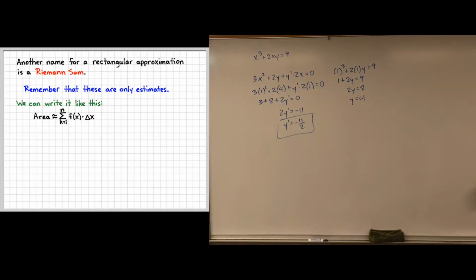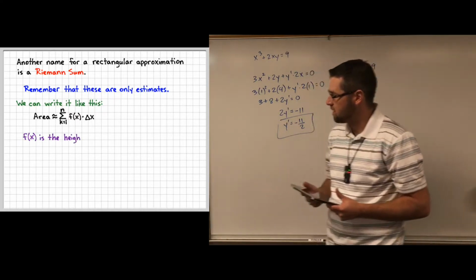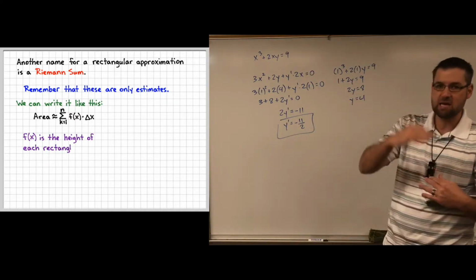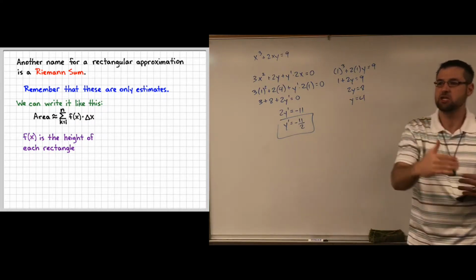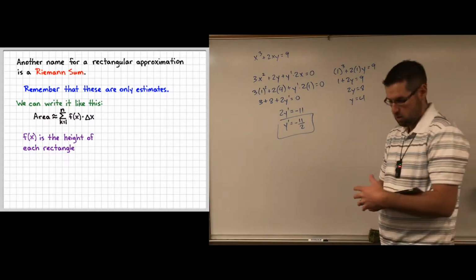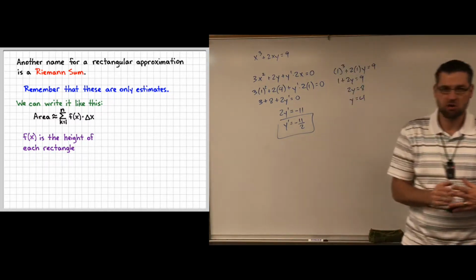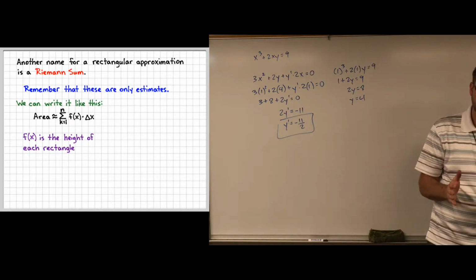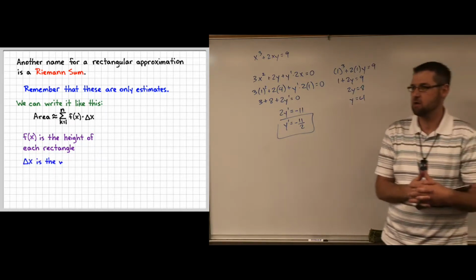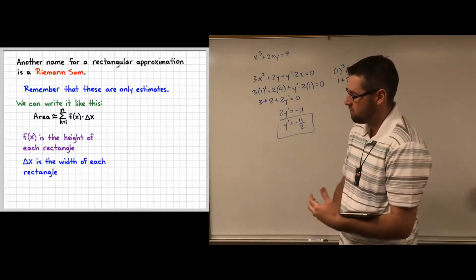Now, the idea, to get exact, is, yeah, you're going to go infinitely far. Okay? So maybe write it down. F of x is the height of each rectangle, and of course the height changes depending on where you are on the curve. Okay? What did I say delta x was? The change in x, but what did it represent in what we're doing? The width of the rectangles, right? So delta x is the width of each rectangle.